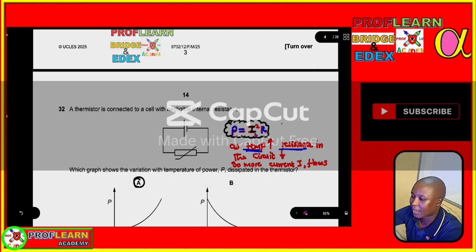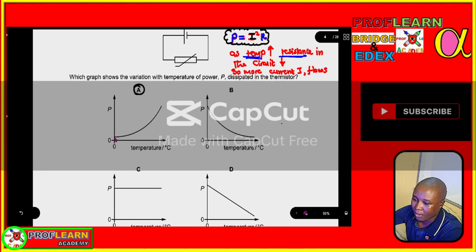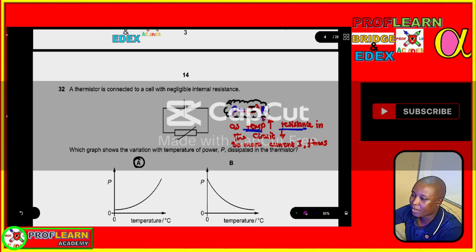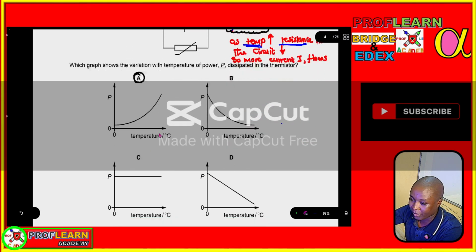Which means that power will increase. The reason power is going to increase is because when you increase temperature, resistance decreases, then current increases. And since power is I squared R, this graph is going to look like this. So we shall have option A.